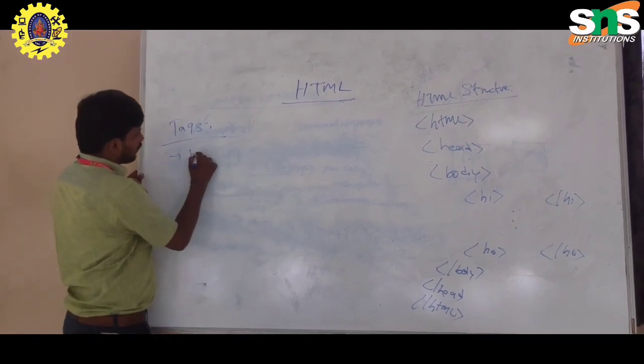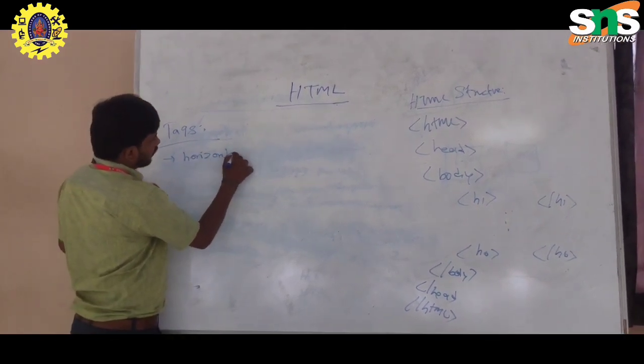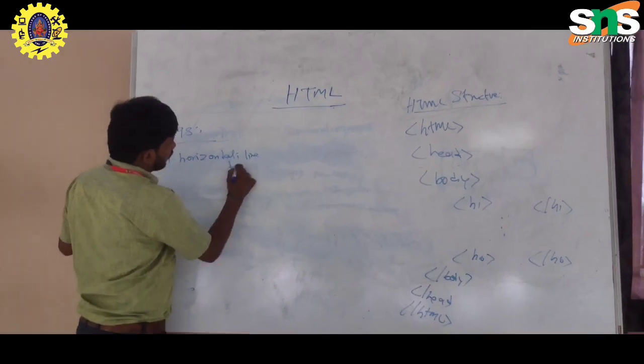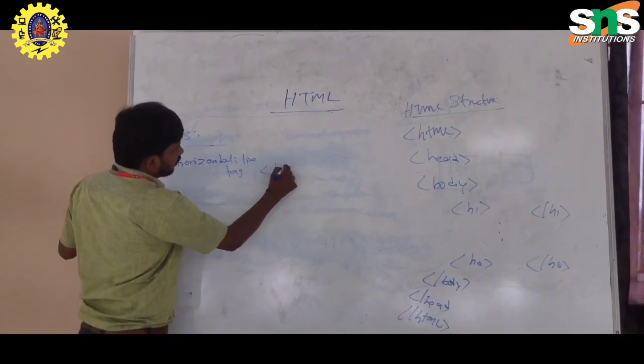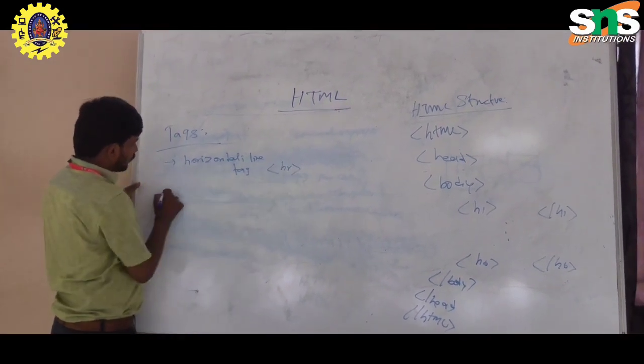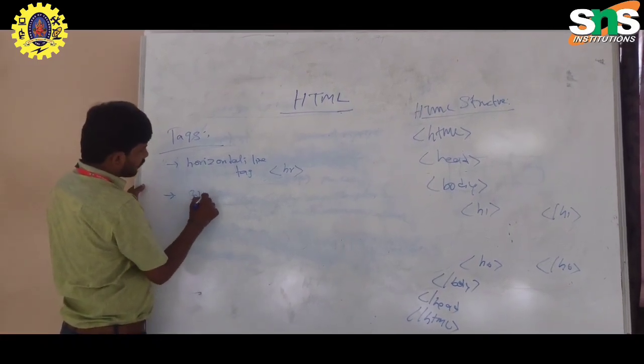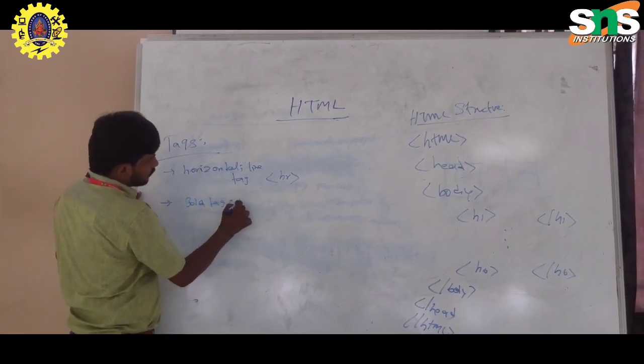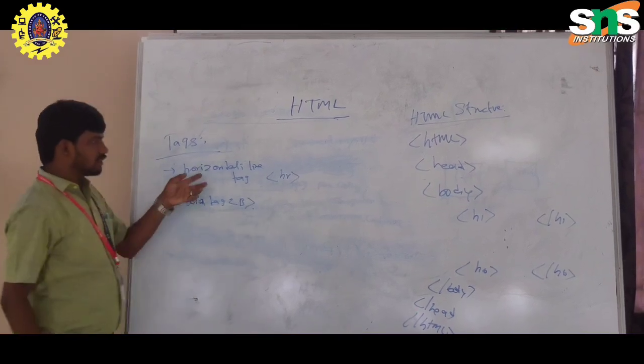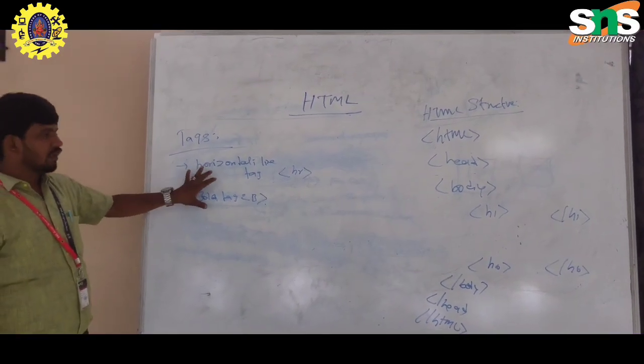The horizontal line tag is written as HR. So this is the horizontal line tag. Next we are going to see the bold tag, which is B. So these are the basic tags in HTML.